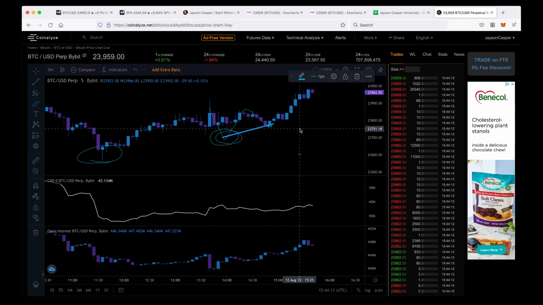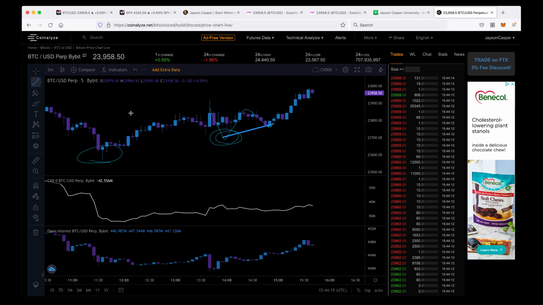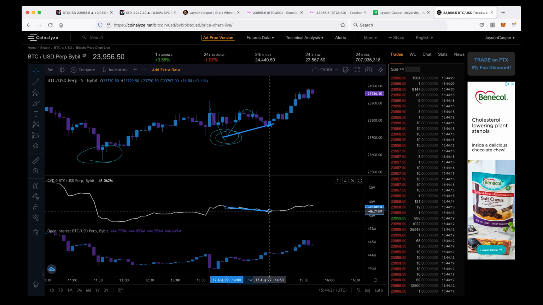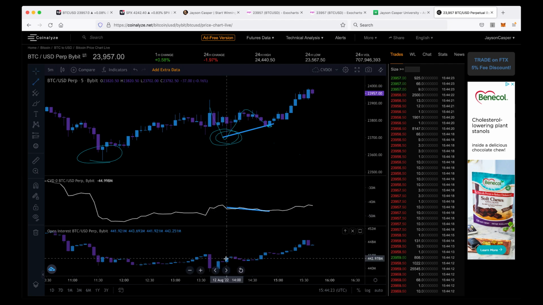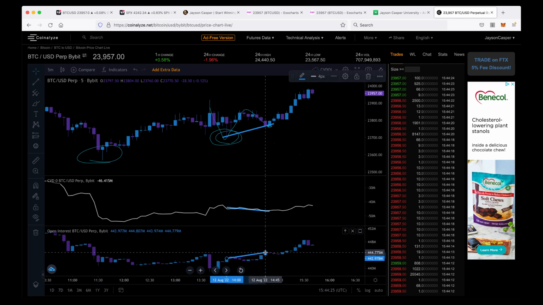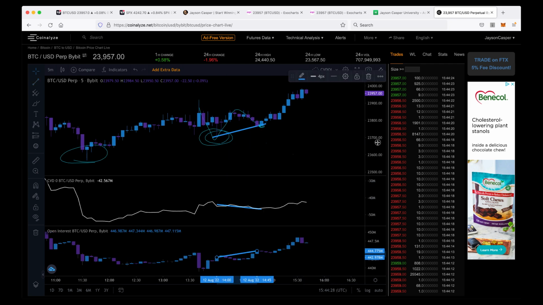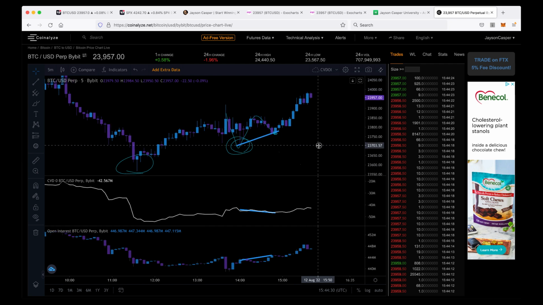CVD and open interest. What we want to see is, as price is making a higher low, we want to see this CVD making a lower low. We also want to see this open interest making a higher high. Now, if this sounds confusing, let me explain why we are looking for these things.